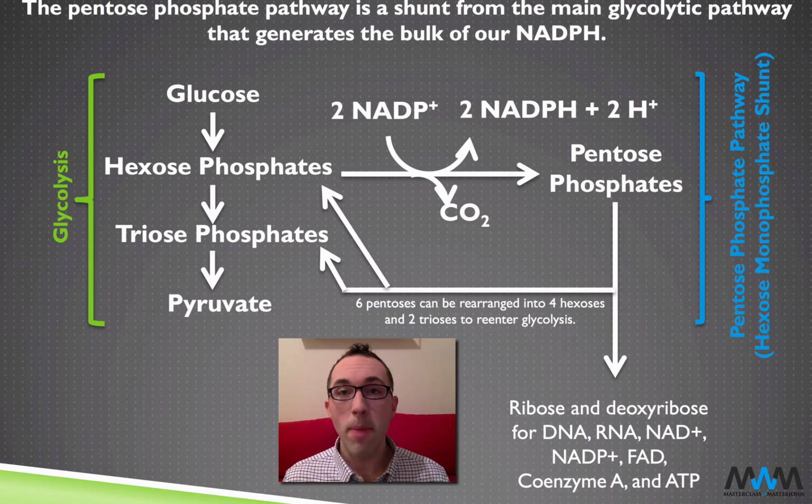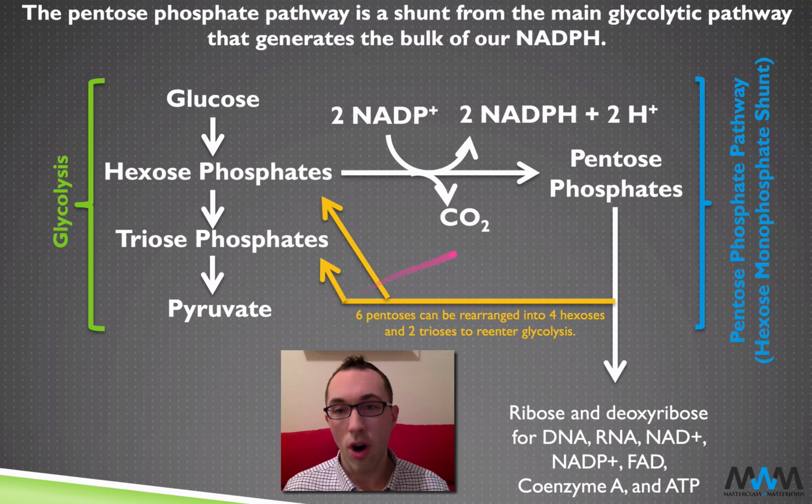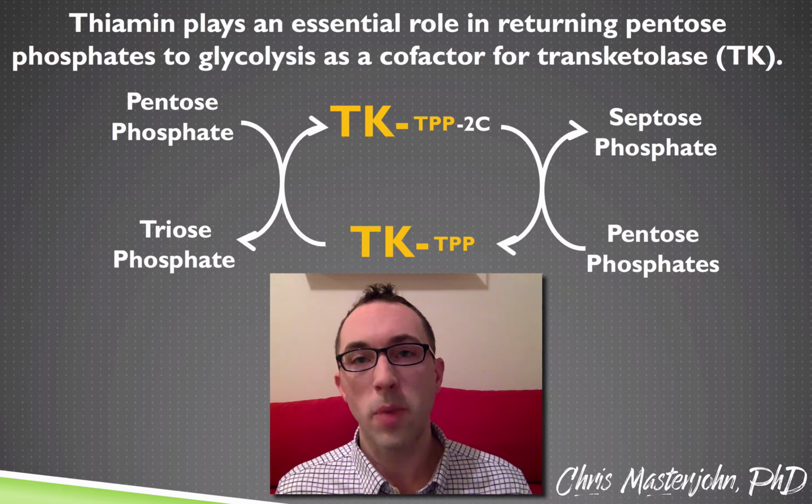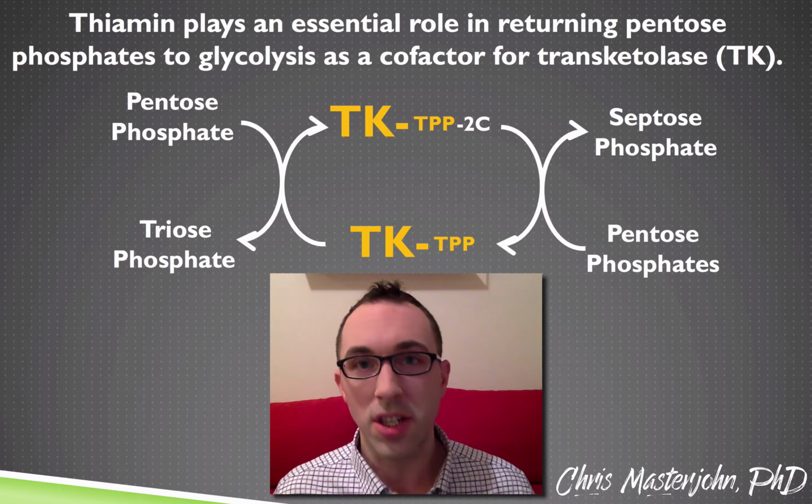Now, if we come back to the pentose phosphate pathway, we are now going to zero in on the ability to return pentose phosphates back to glycolysis. And in order to do that, we need to rearrange them into hexose phosphates and triose phosphates, because there aren't any pentose phosphates in the glycolytic pathway. And so what this pathway is summarizing is the need to rearrange those pentoses to send them back. Sending those pentoses back actually requires a bunch of steps.